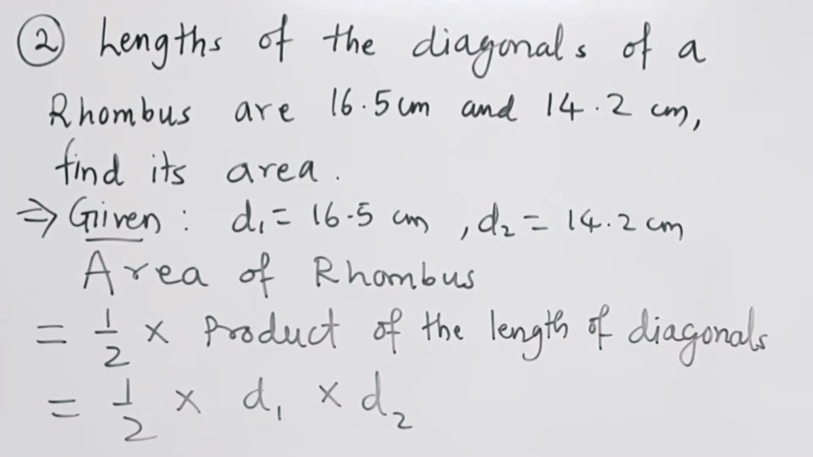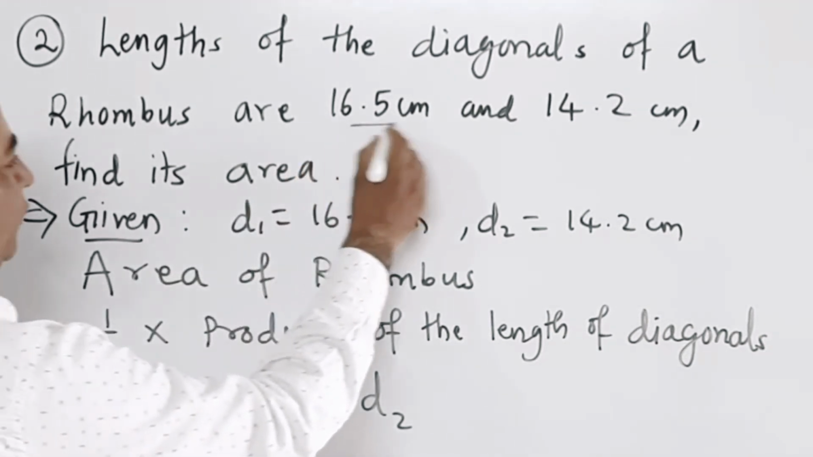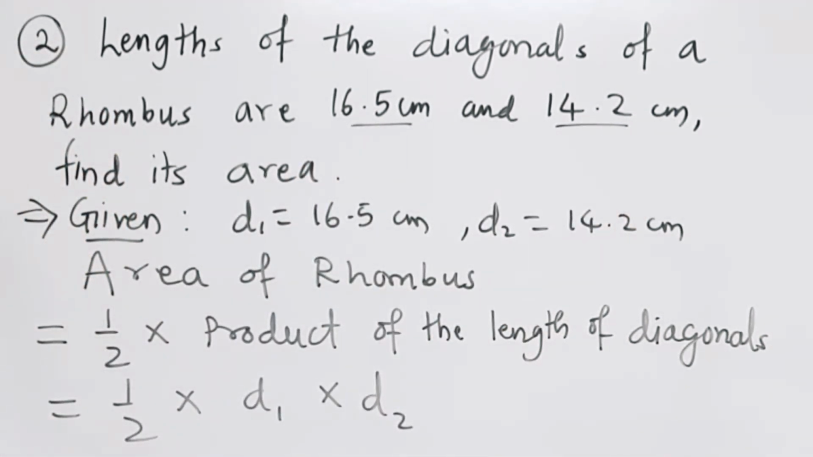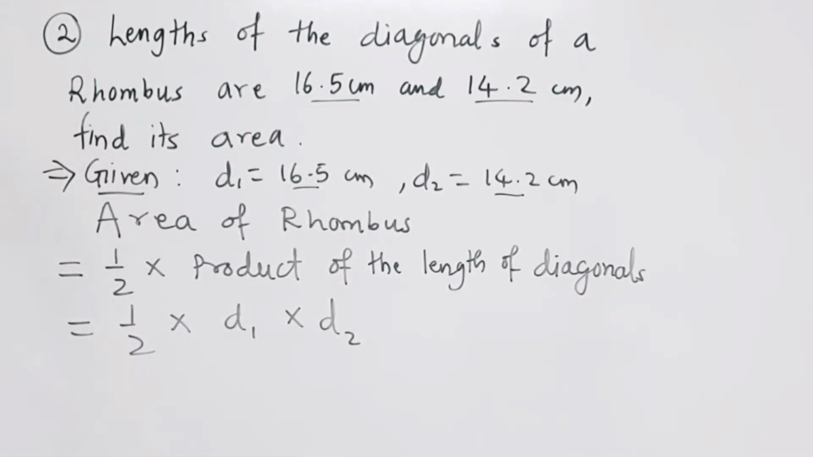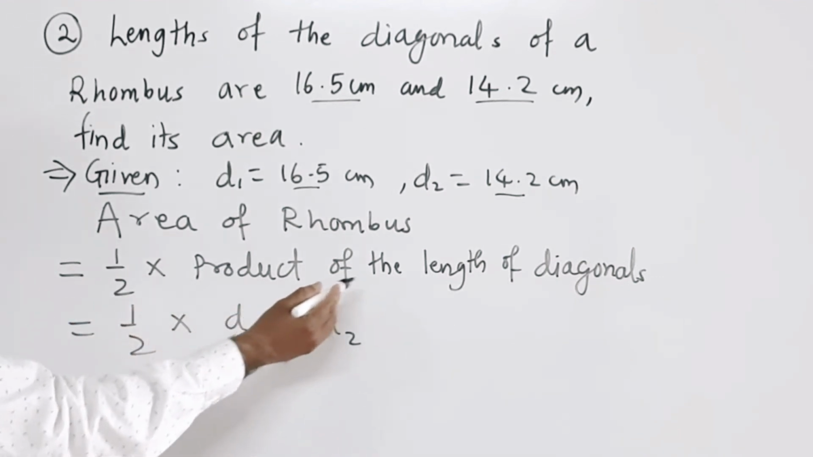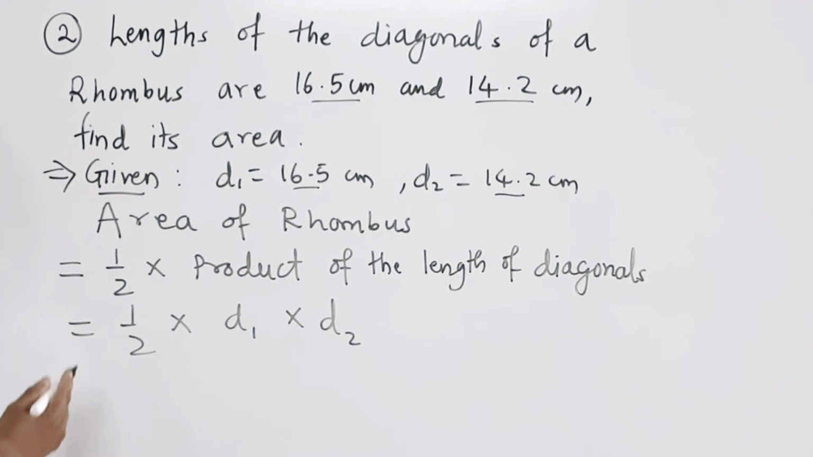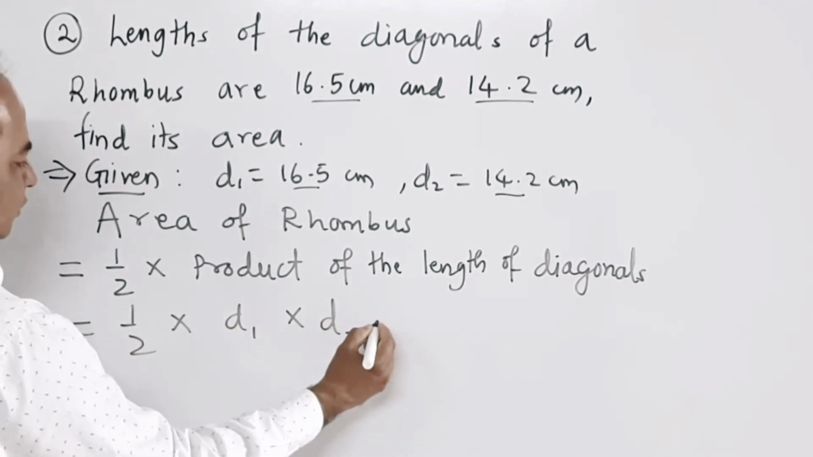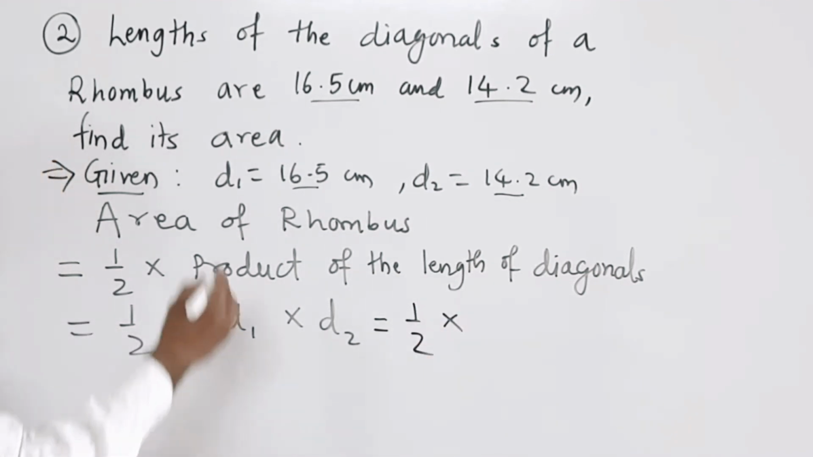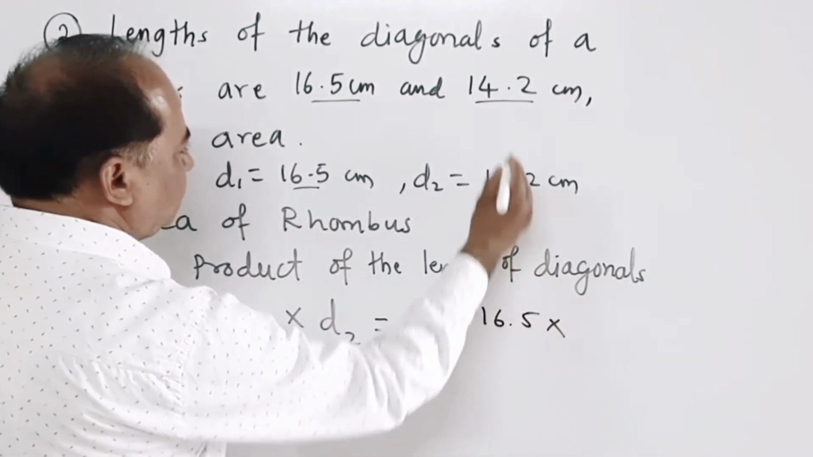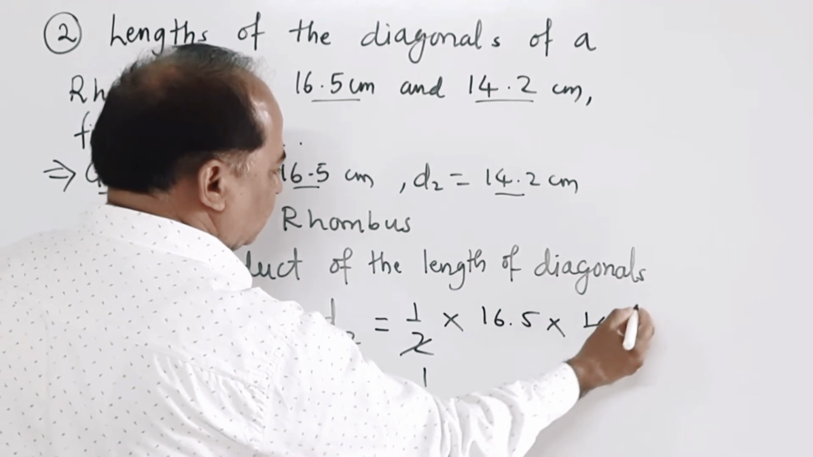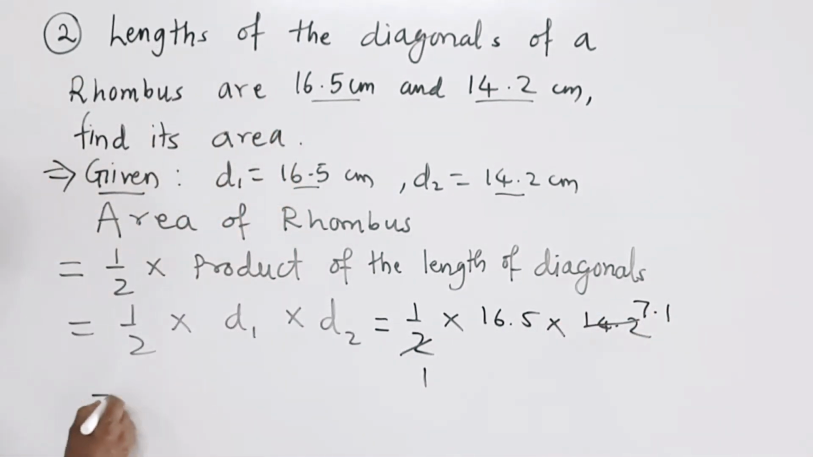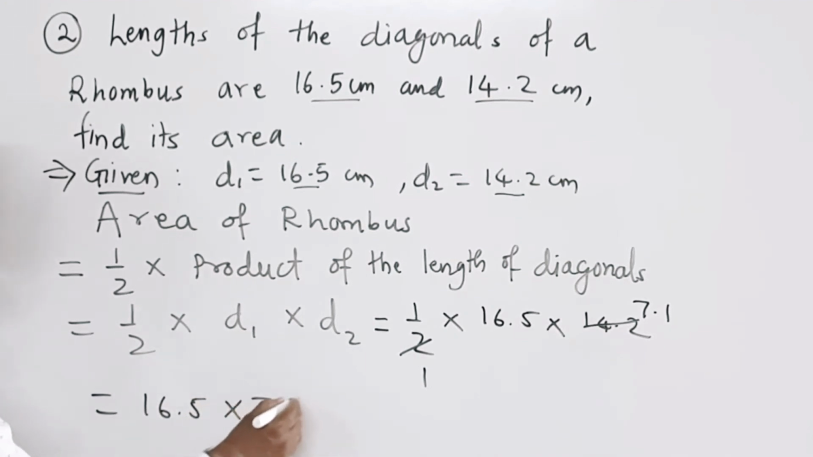Second example: length of diagonals of rhombus are 16.5 and 14.2 centimeter. Find its area. So length of the diagonal D1 is 16.5 and diagonal D2 is 14.2. Area of a rhombus is given by the formula 1 upon 2 into product of length of the diagonals of the rhombus, that is 1 upon 2 into D1 into D2, which is equal to 1 upon 2 into 16.5 into 14.2. Cancel 14.2 by 2: 2 1s are 2, 2 7s are 14, 2 1s are 2, which is equal to 16.5 multiplied by 7.1.